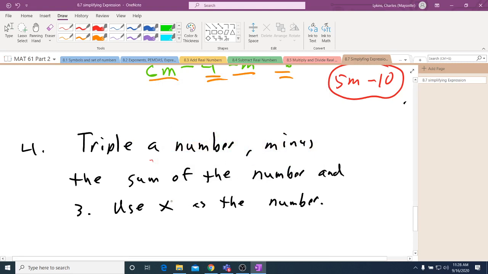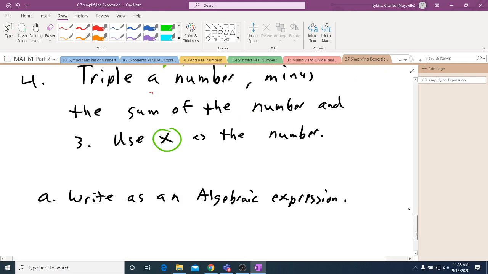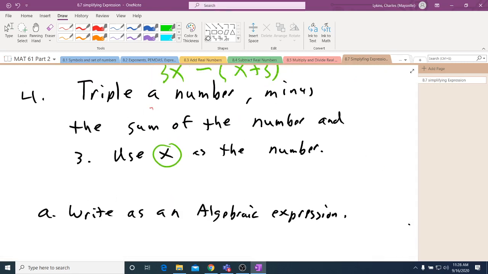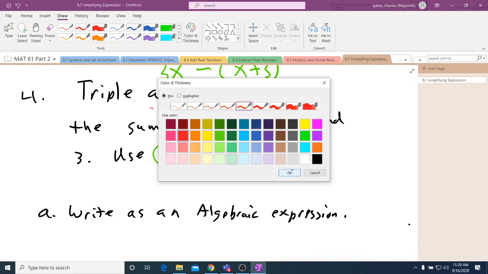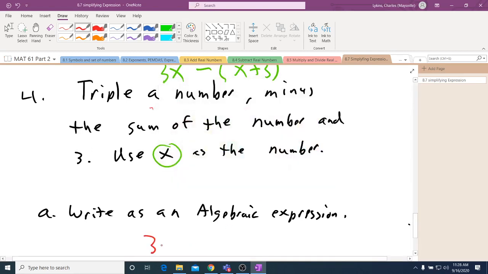Well, it's 3 times a number, which we're using x. I'm going to say 3x minus the sum of a number and 3. So I know a number is x plus 3. So I know this is what they're asking me. I'm going to take 3x minus, and then parentheses x plus 3. And that's what we call our algebraic expression: triple a number minus the sum of a number plus 3.